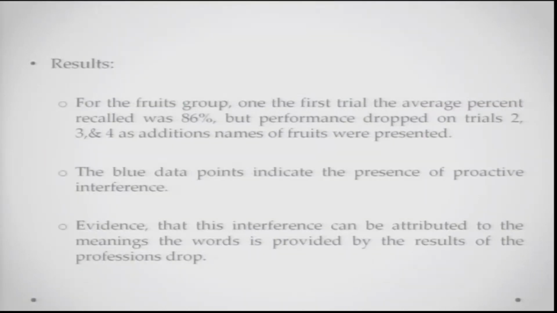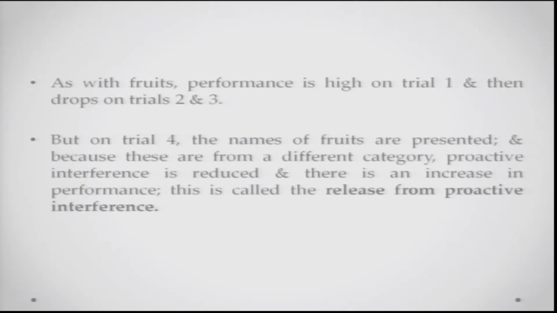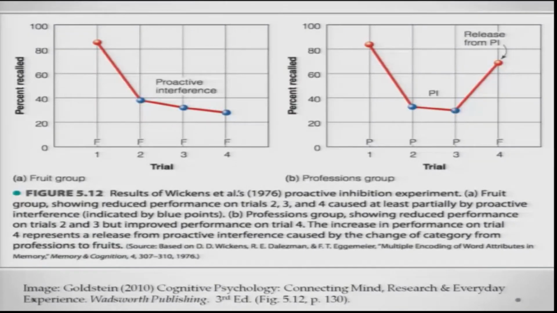In the professions group, because the fourth trial had names of fruits instead of professions, there is no proactive interference, there is what is called release from proactive interference. That is why the recall performance on the fourth trial is also very good. You can see in this result that in the fruits group the performance is steadily and gradually declining from trial 1 to trial 2, 3 and 4.